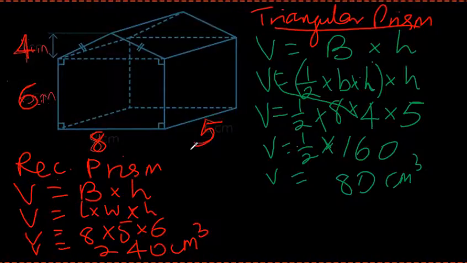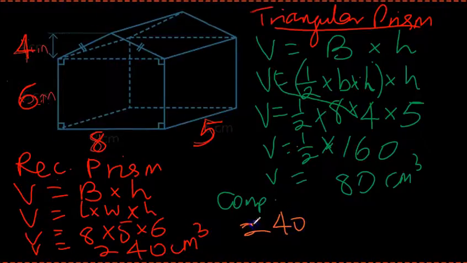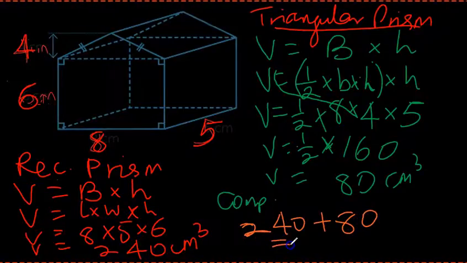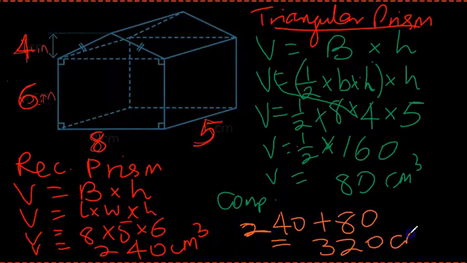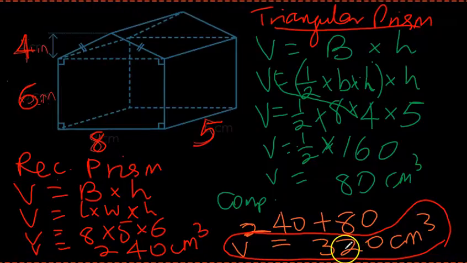So the composite volume is going to be 240 plus 80, which gives us 320. And that's the answer. So we have found the volume of this composite solid.